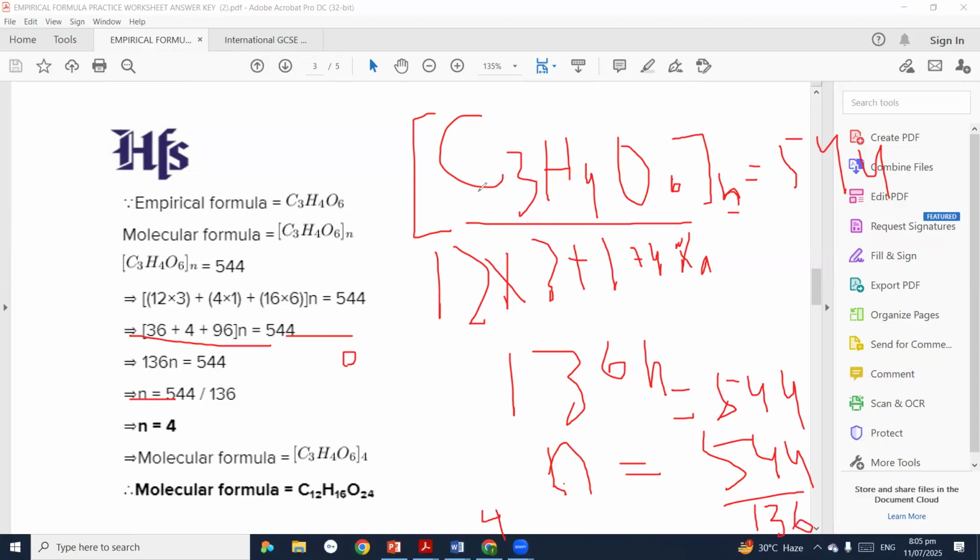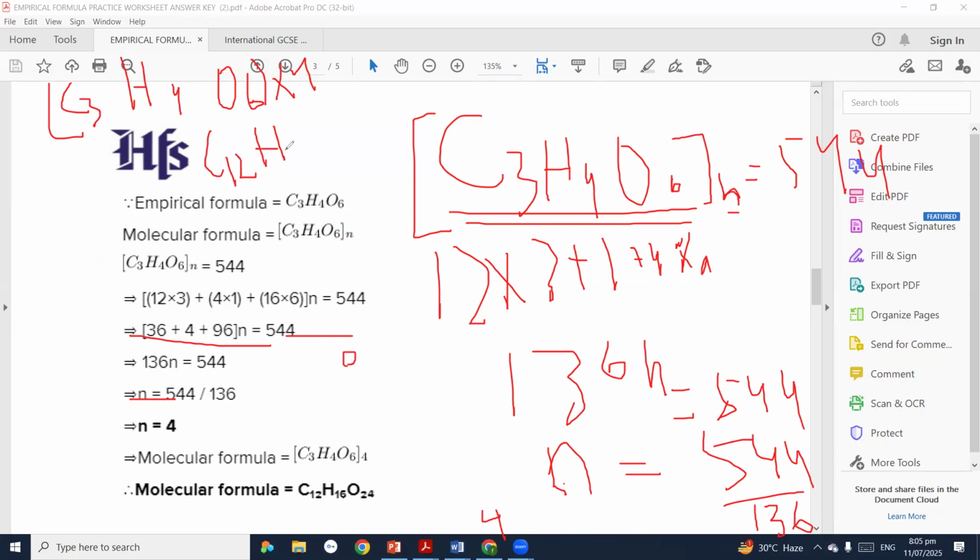So I will multiply my empirical formula by 4. This is my empirical formula, C3H4O6, and I will multiply by 4. You can write down the whole bracket. So 4 threes are 12, and 4 fours are 16, and O24. So this is basically my molecular formula.